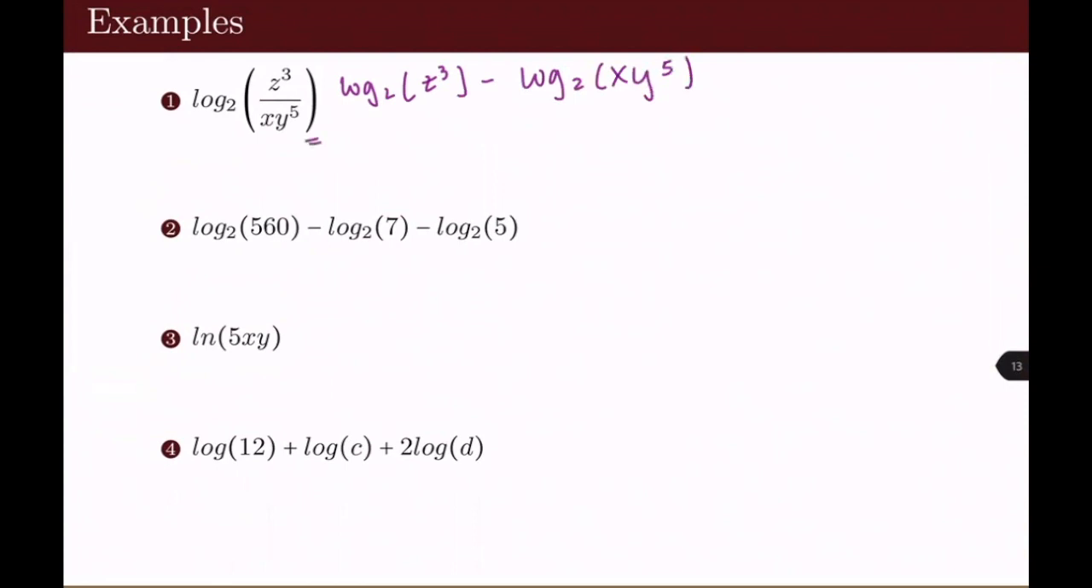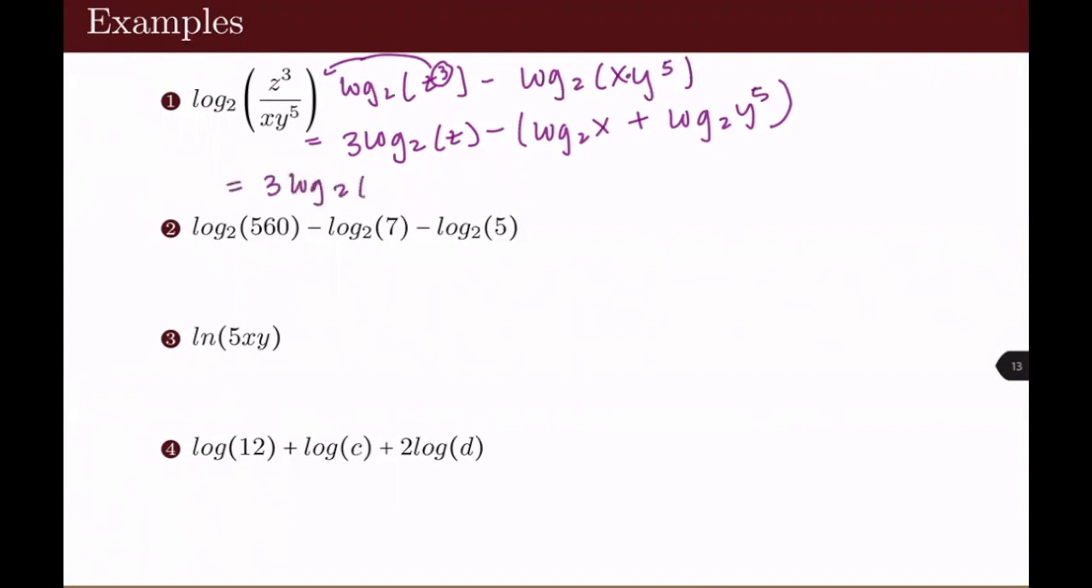This is equal to, see this 3 up here, we can boop him out front. So we'll have 3 log base 2 of z minus parentheses, since this is multiplication, log base 2 of x plus log base 2 of y to the 5th. So multiplication means I can split with addition. So this is going to equal 3 log base 2 of z minus log base 2 of x minus log base 2 of y to the 5th.